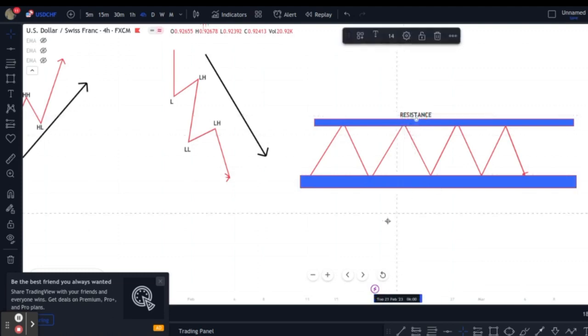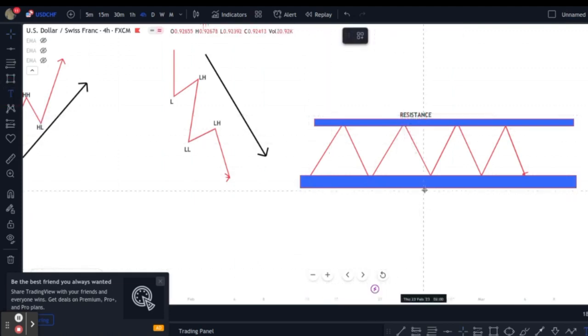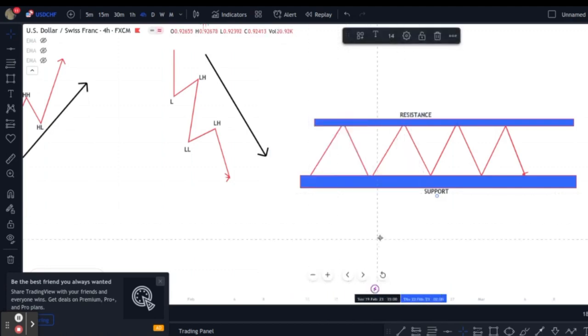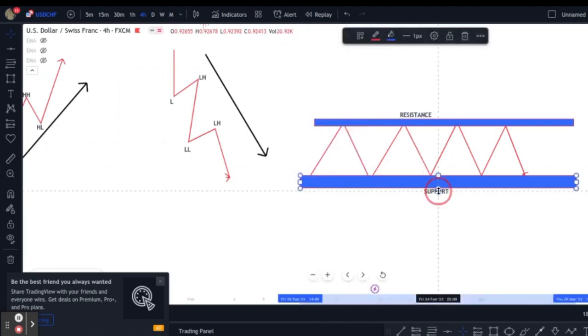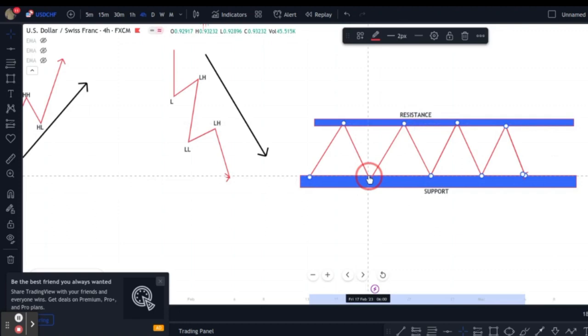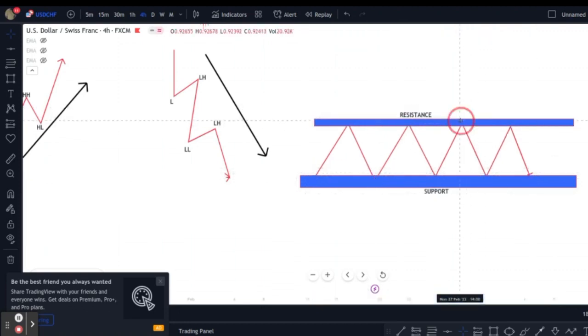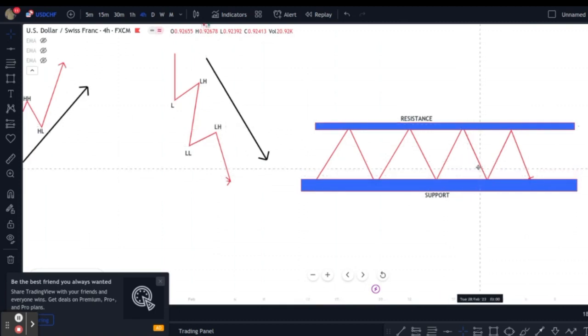So, this is the resistance level. Also, this is the support level. Before you confirm that this support and resistance is valid, make sure price has tested it more than two times, like one here, two here, and one, two here. Confirm that, then you make your sell at the third touch and your buy at the third touch.